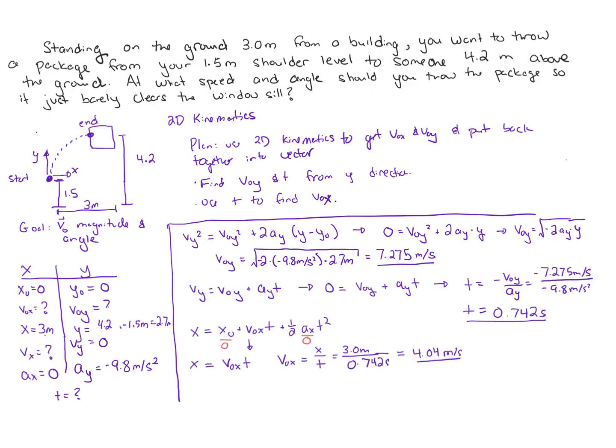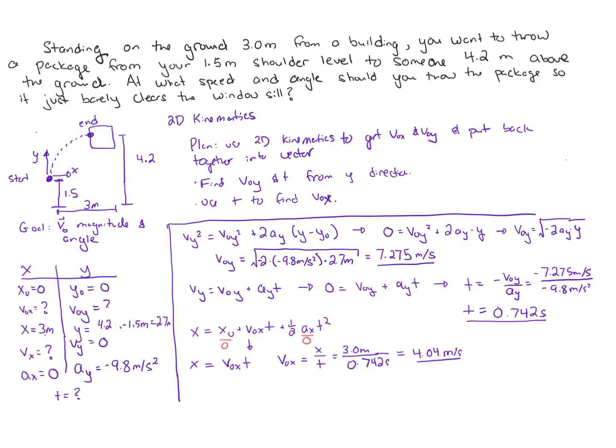Great, now that I had Vy here, I could really pick any of the other y direction kinematics equations. I happen to pick this one, Vy equals v naught y plus ay t, but maybe you picked a different one. Then because this final is 0, it simplified pretty well. I could do some algebra to get here, plug in my ay of negative 9.8 meters per second squared, the v naught y that I had before to get a time of 0.742 seconds. And again, I'm keeping extra significant figures in my intermediate steps.